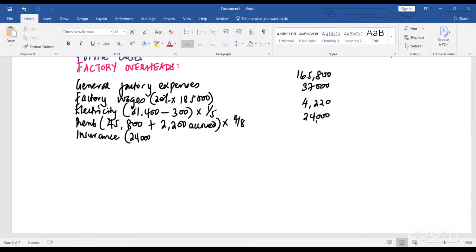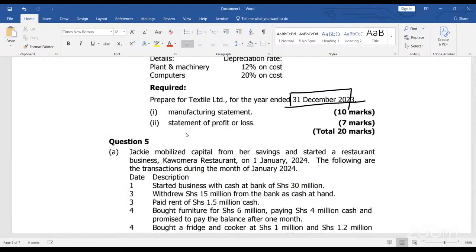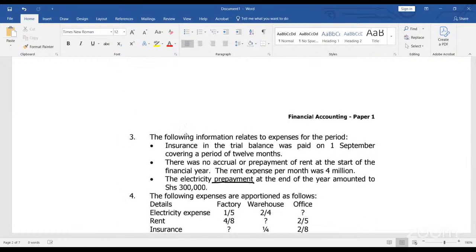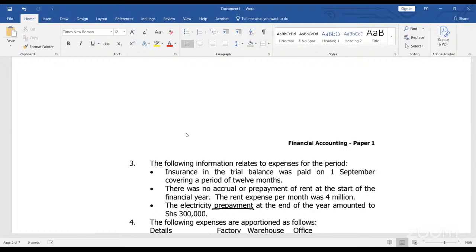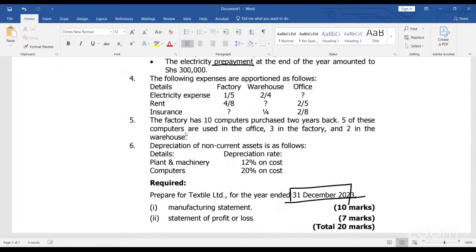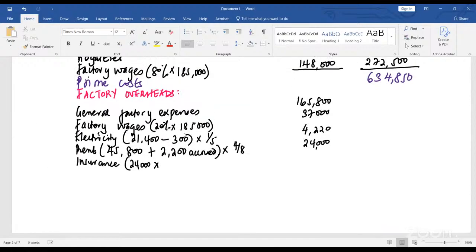So what I'll do, I will divide. Insurance we need should be covering a period from September, October, November, December, a period of 4 months. But they are paid for 12 months. So meaning that out of the 24,000 they are paid for a period of 12 months, I only need insurance of 4 out of the 12 months because that's what I need. That's the expense for the year.